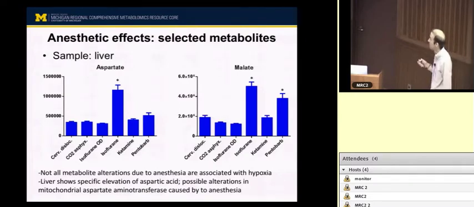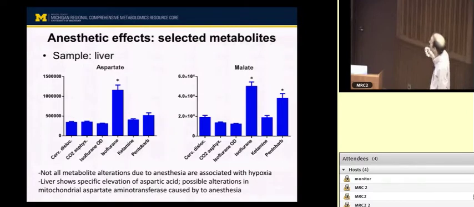Yes, they do. For whatever reason, we saw elevated levels of aspartate in isoflurane anesthetized liver samples. It may be that there's some inhibition in mitochondrial aspartate aminotransferase. That was something we gleaned from literature, and this may be a specific effect of isoflurane metabolism. The rat's body, the mouse's body, is trying to clear the isoflurane, and one of its sites of metabolism is in the liver. We also saw changes that were not associated with hypoxia.